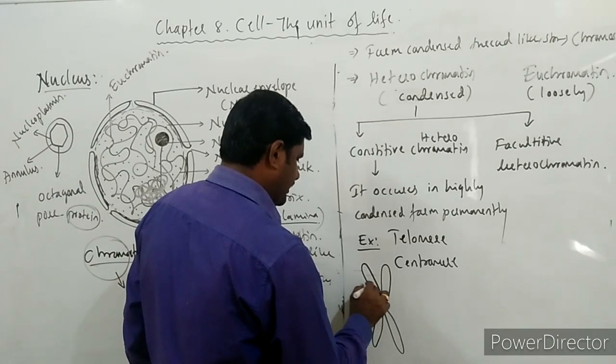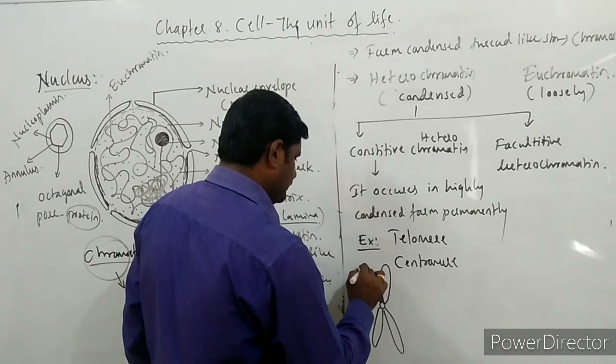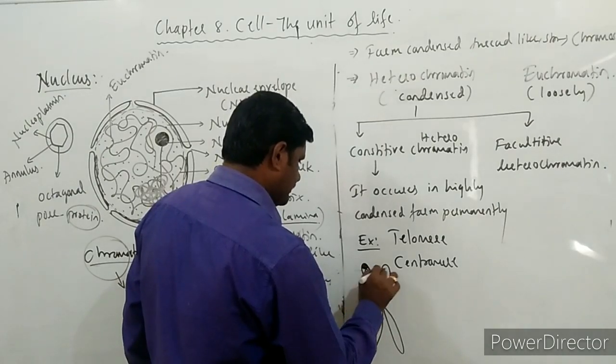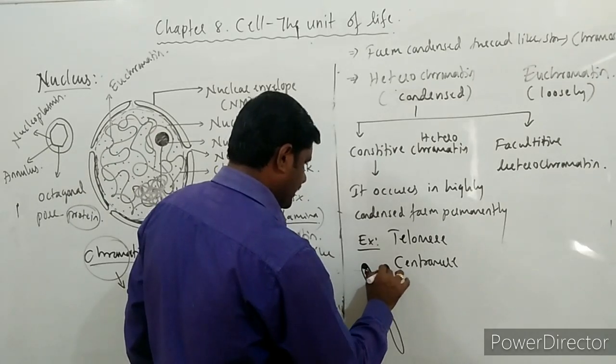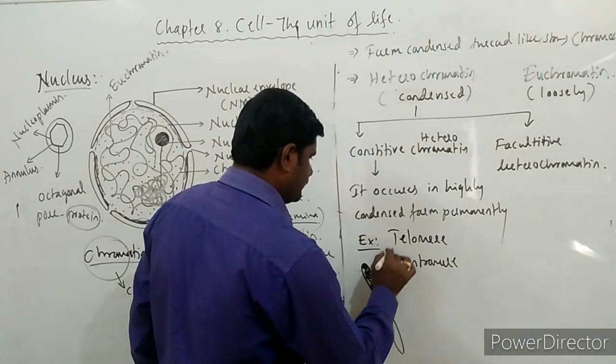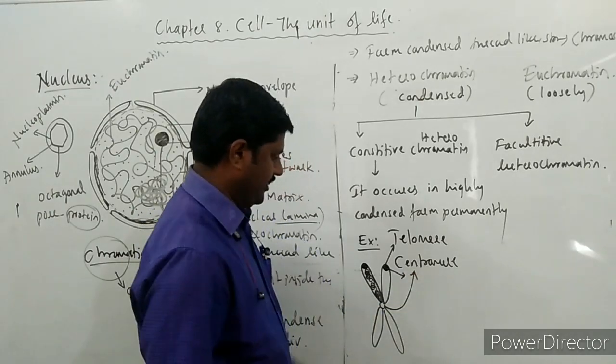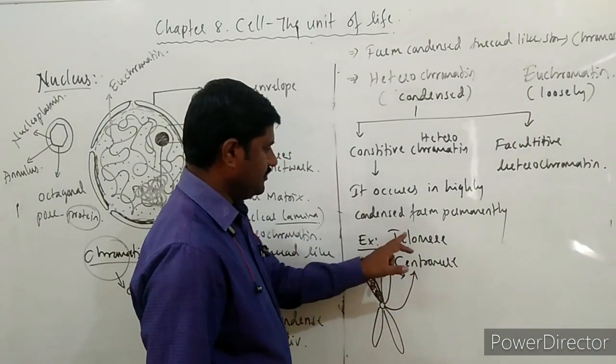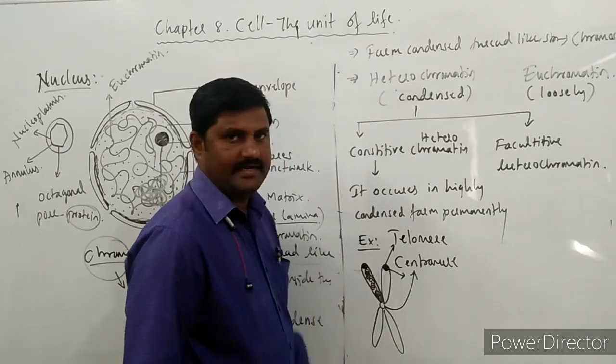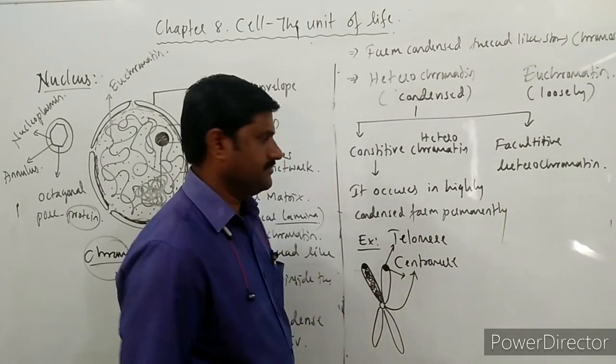And in that, the chromatin network is tightly coiled over here in this region. This is called telomere, and here also it is centromere. This is centromere, this is telomere. They are called highly condensed regions.